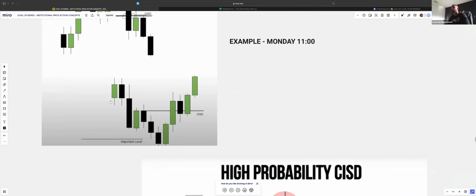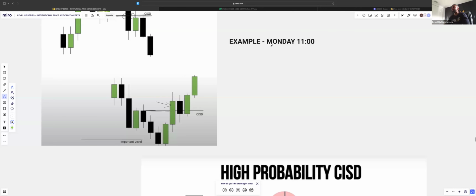If we continue going bullish, we have 3 down candles, 3 red candles. We take the high when we're bearish. We take the high, we take the close of that, the opening price of that red candle. And as soon as price closes above it, that means that the order flow has now switched to being bullish.